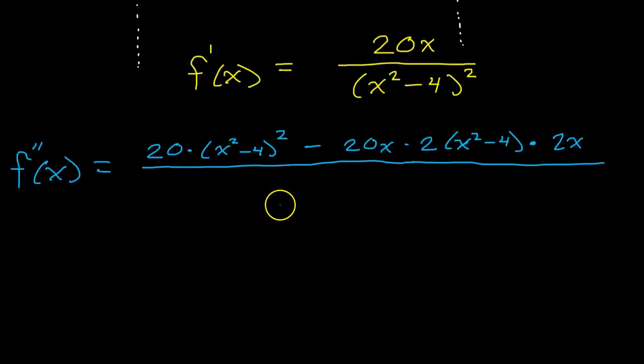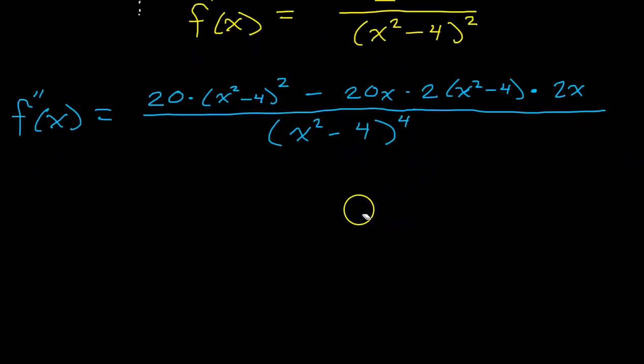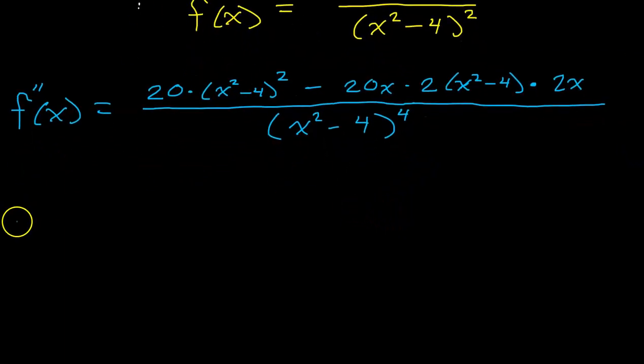So the other part of the quotient rule is you have to divide by the denominator squared. So of course the denominator is already squared, so if I square this, it's going to just end up being to the 4th power. So I'm going to end up with x squared minus 4, but it'll be to the 4th power. So basically this is an expression for the second derivative. Now it's just a matter of simplifying it as much as we can. So let's see what happens.